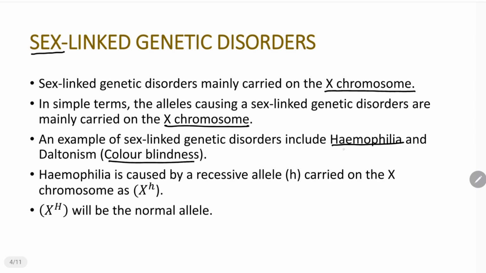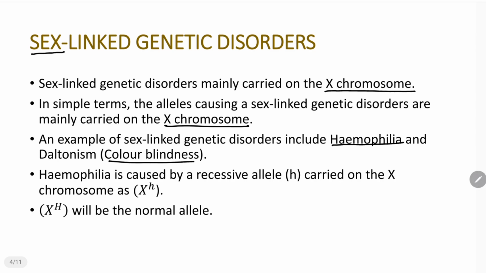Now, what is hemophilia? Hemophilia is a genetic disorder that causes the blood to not be able to clot. When the blood is not able to clot, it simply tells us that this person is going to bleed severely without stopping because the blood cannot clot. And this is hemophilia. And we also have another genetic disorder that we call color blindness. It is also called daltonism. Color blindness simply refers to the condition where an individual is unable to tell the difference between colors. So these are genetic disorders.